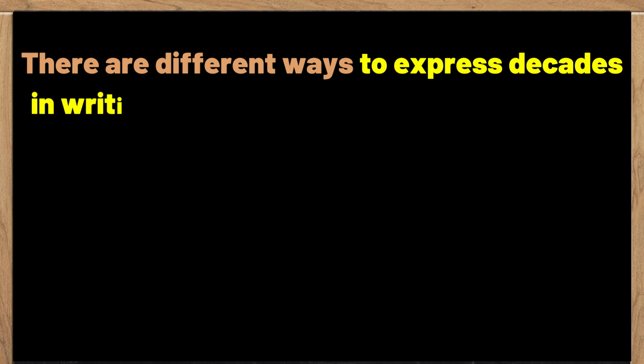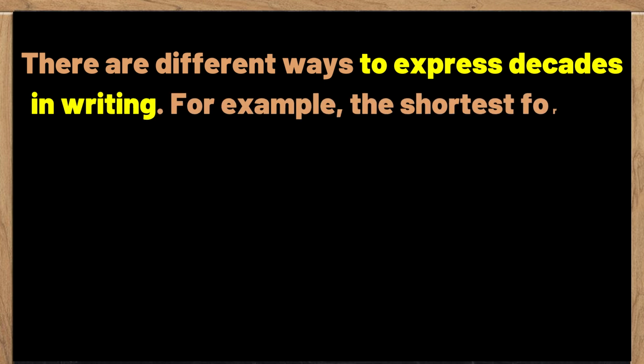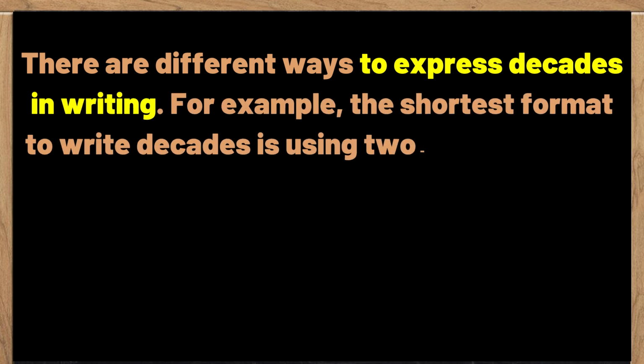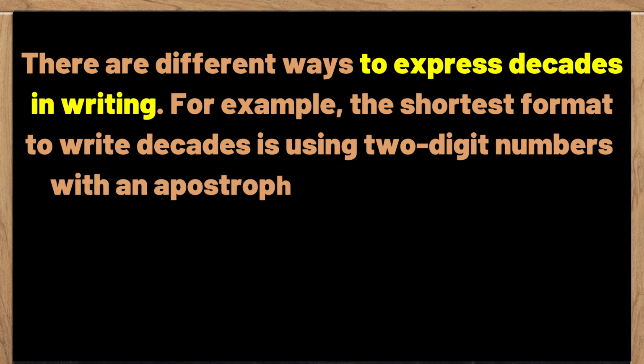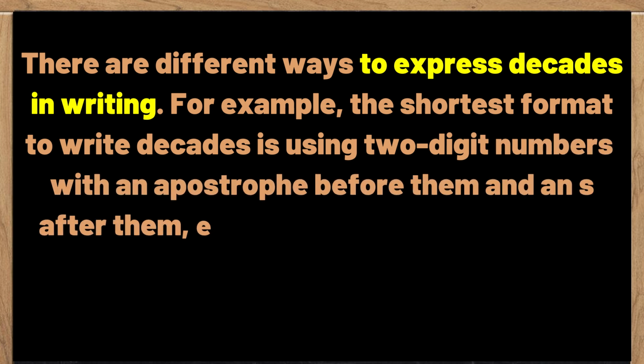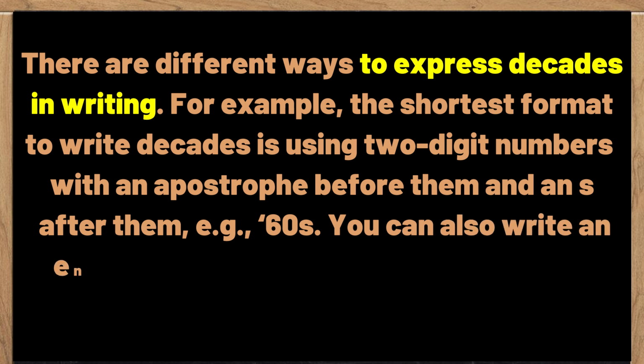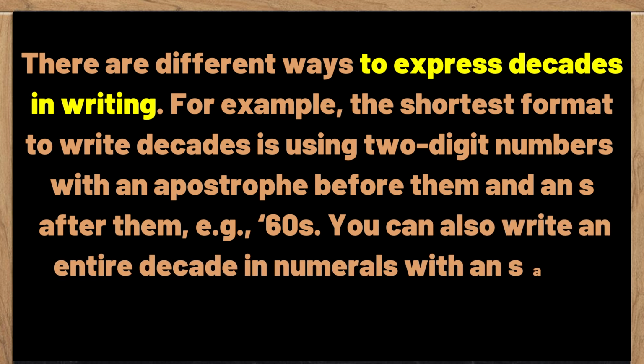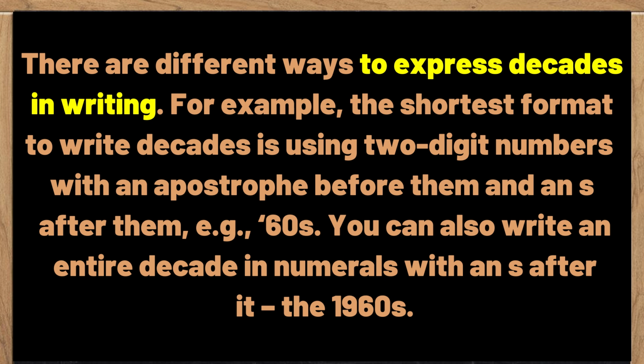There are different ways to express decades in writing. For example, the shortest format to write decades is using 2-digit numbers with an apostrophe before them and an S after them. Example, '60s. You can also write an entire decade in numerals with an S after it, the 1960s.